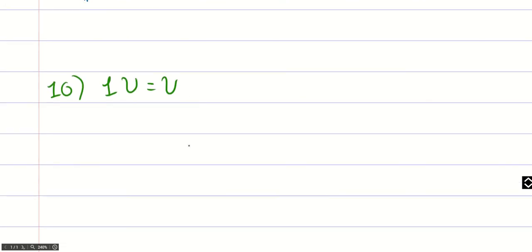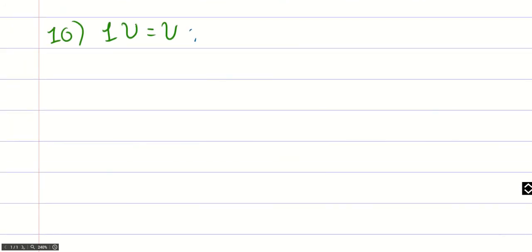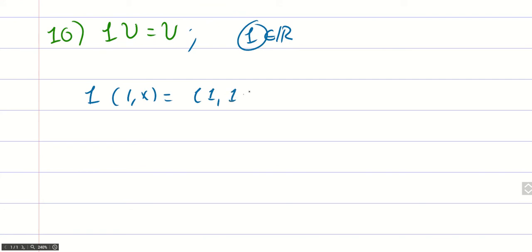And finally, the identity. Here, 1 is the identity on the reals, so this is the identity of the scalars. So when we got 1 times (1, x), this is equal to (1, 1 times x), but this is just (1, x), and this is equal to u. So yes, it also holds. So from all these 10 axioms that we have shown that this space V satisfies, this implies that V is a vector space.